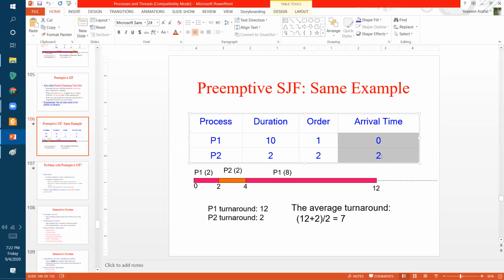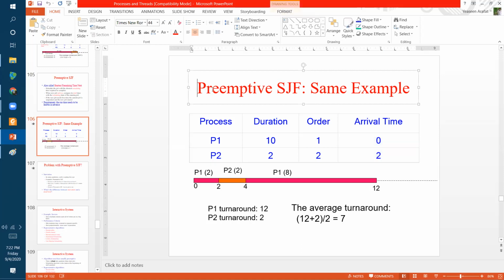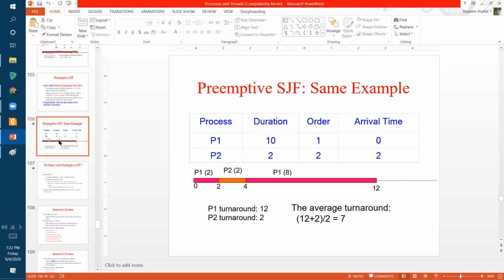Okay, what I said before was wrong maybe. If the arrival time is the same for all processes, we have to use non-preemptive SJF, the first one. If the arrival time is different for different processes, then we have to use preemptive SJF to find the best algorithm for the scheduler. So that's it.